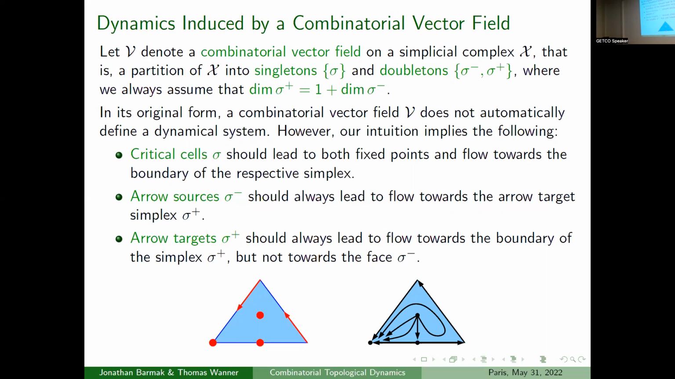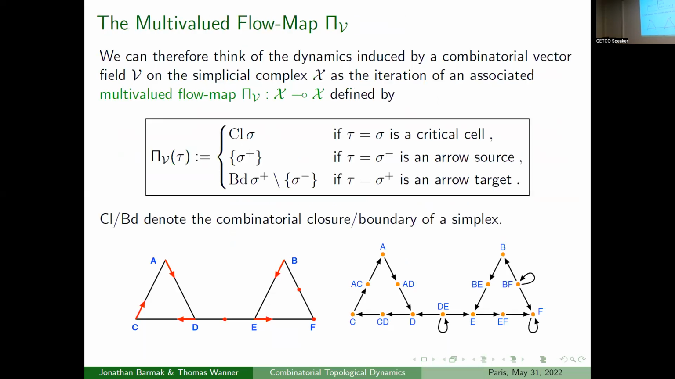What about arrows? If I'm sitting at an arrow source, like down here, the flow is really prescribed for me. I have to go into that coface. If I'm sitting somewhere on the coface, so I'm sitting at the arrow target, where should I go? Well, I can't go back, because I'm really trying to mimic a flow. I can't go back to the sigma minus face, so I'll have to move towards the boundary, but not to that face. And once you realize that, you can now come up with a multi-valued map on the set of simplices that mimics this kind of behavior that I'm putting in this cartoon down here on the right. And so we call this the multi-valued flow map.